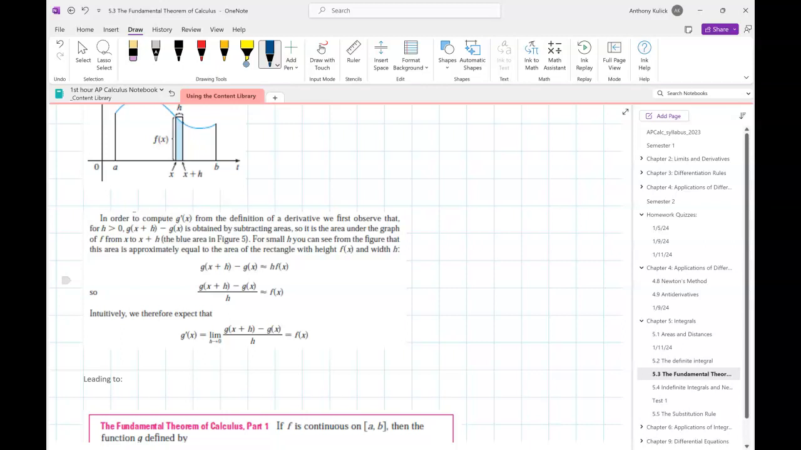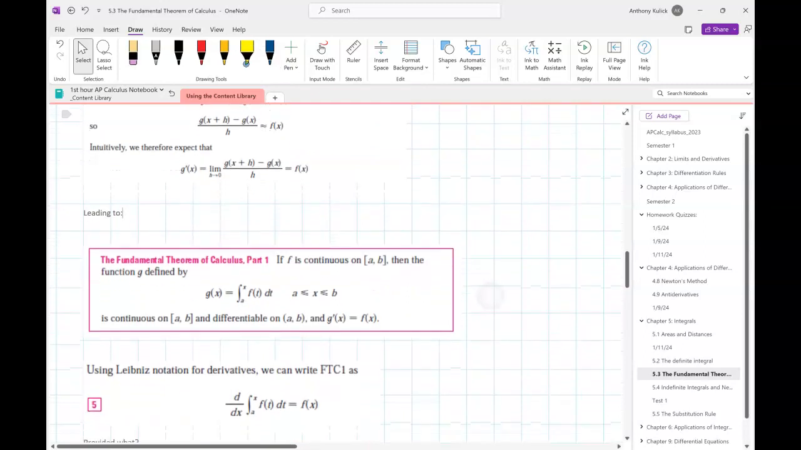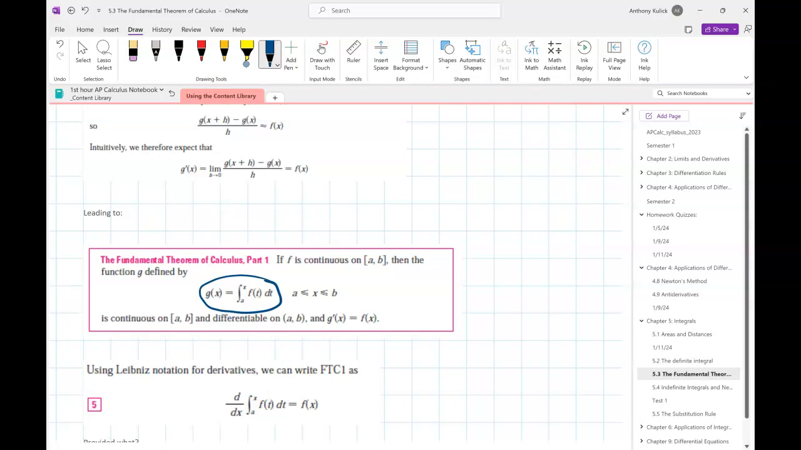Now that's our big payoff. That leads us immediately to what we'll call the fundamental theorem of calculus part 1. So if f is continuous on the interval from a to b, then the function g, defined by g of x equals the integral from a to x of f of t dt, that's exactly the function we started with talking about, from a to b, is continuous on a to b and differentiable on the interval a b, and here's the kicker, that the derivative of g of x is equal to f of x.